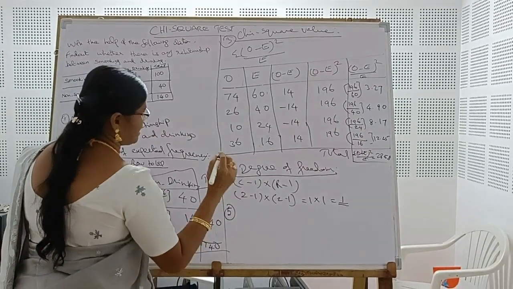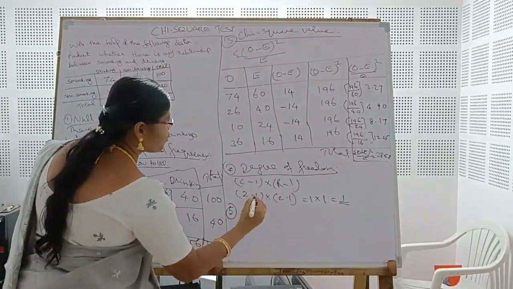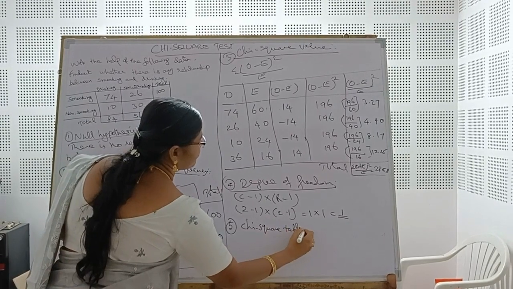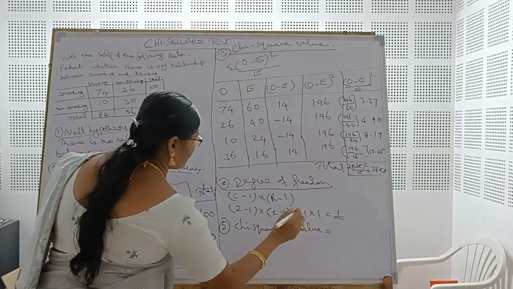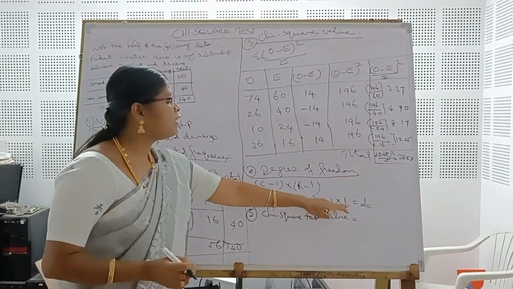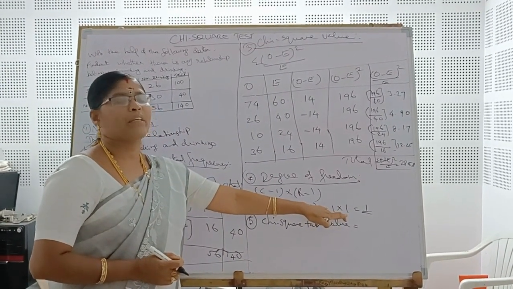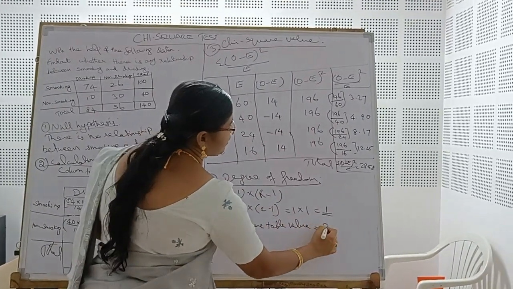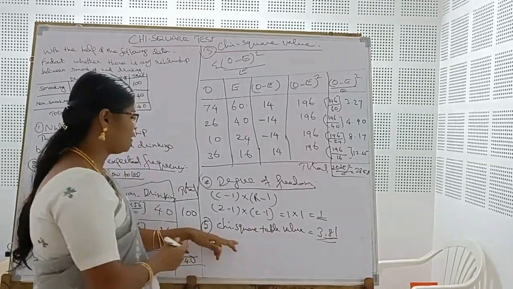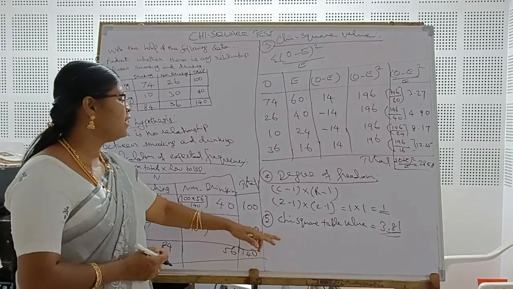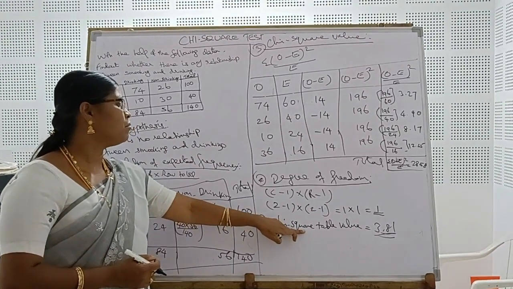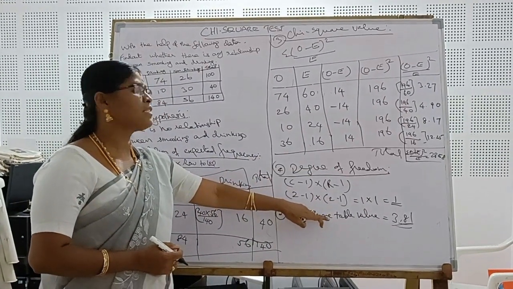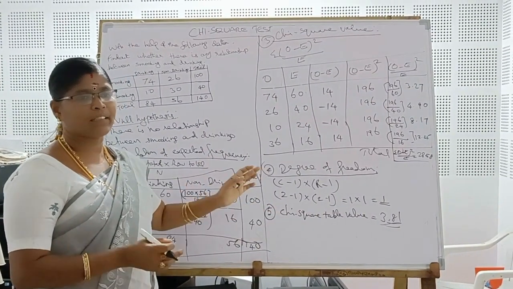And the fifth step is chi-square table value should be found. Based on the degree of freedom with the 5% level of significance, the table value should be found. Actually, the table value is 3.84. And finally, the conclusion should be drawn. If the chi-square table value is less than the calculated value, the hypothesis is rejected. Otherwise, it will be accepted. That is a basic concept.